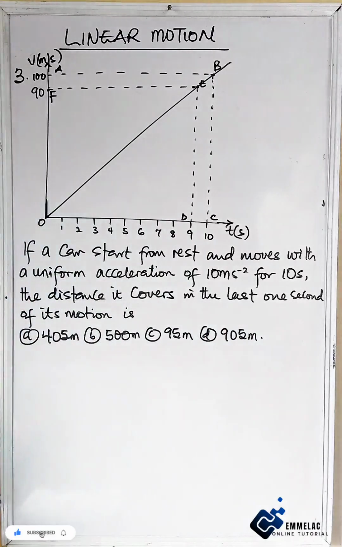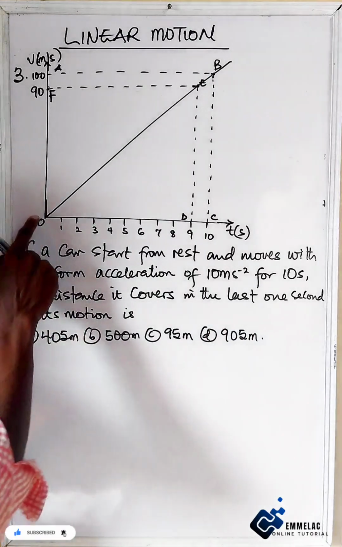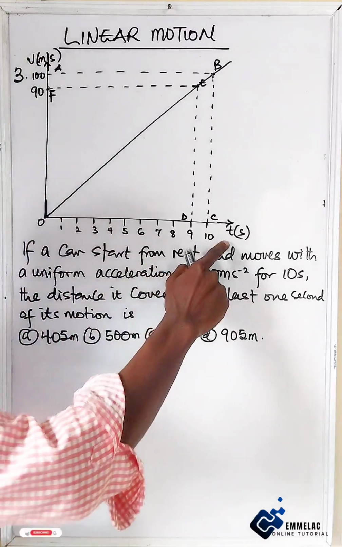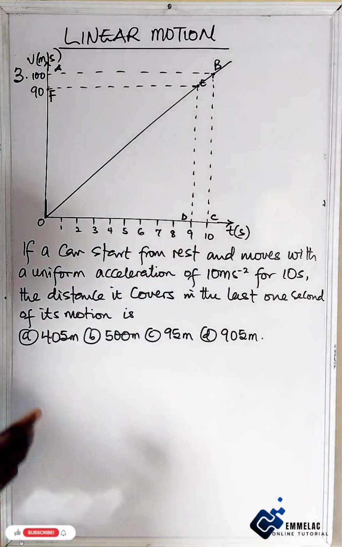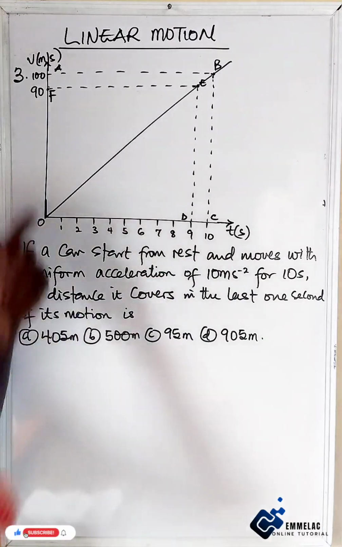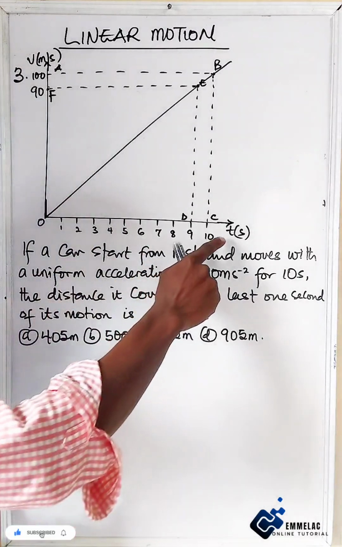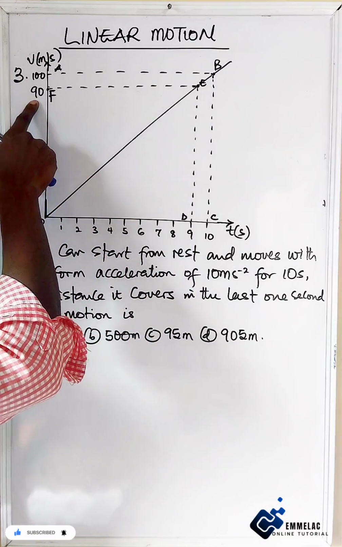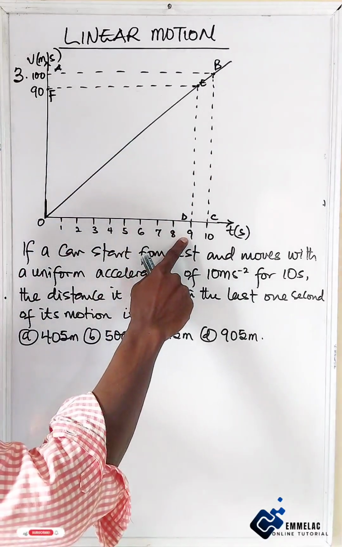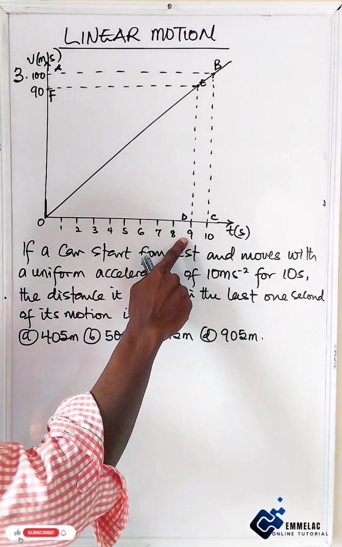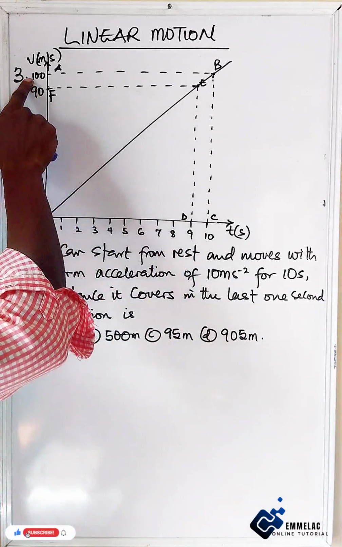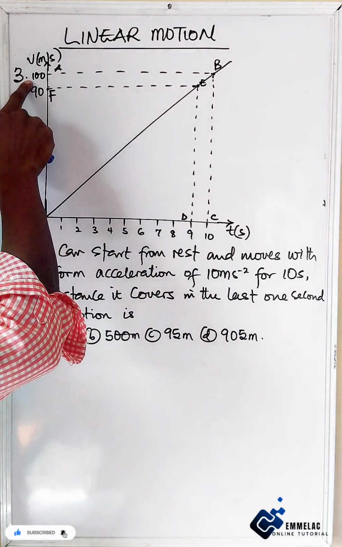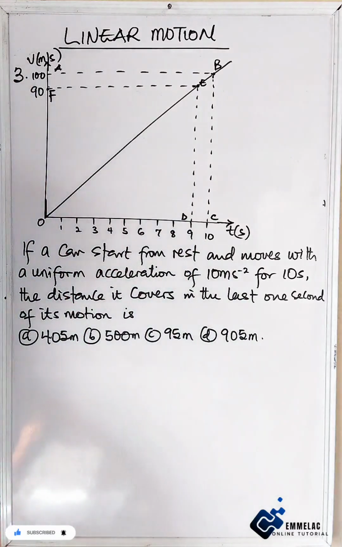Now here is the diagram, which means this is the velocity and here is the time. This is a velocity-time graph because it is a graph of velocity with respect to time. It implies that at 90 meters per second, that's traveled in 9 seconds. Then in 10 seconds, the velocity is 100 meters per second.